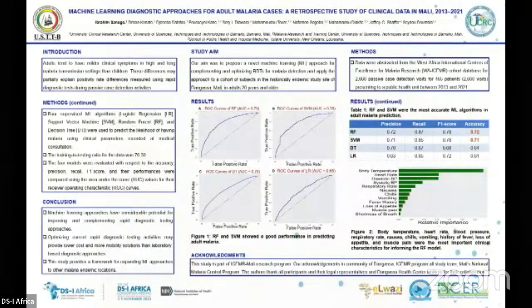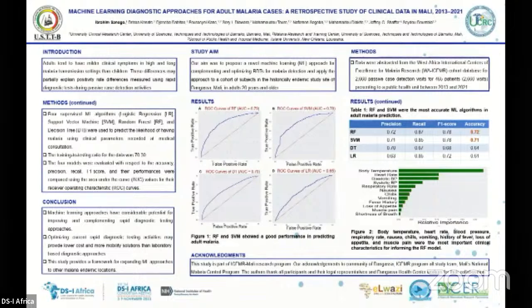Before building the model, we split our data into 70% training and 30% testing. Our four models have been evaluated for their accuracy, precision, recall, and F1 score, and their performance was compared using the AUC value.